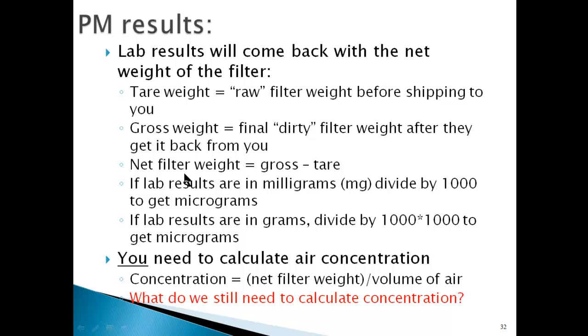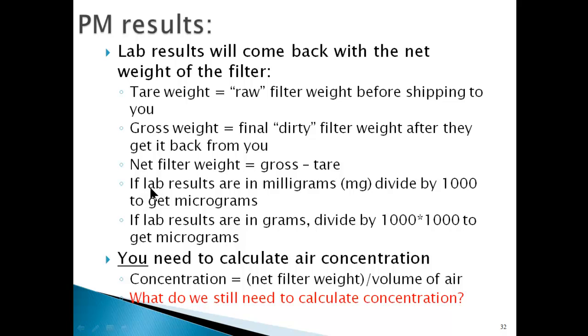So the net weight is the weight that it weighed after, so the dirty filter weight minus the tare weight, which is the raw filter weight. That's the net filter weight. That's what they're going to give you. So what do you do with that?